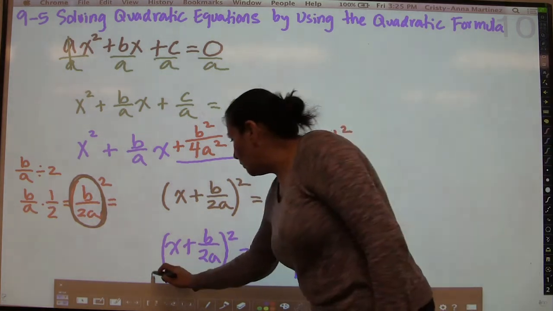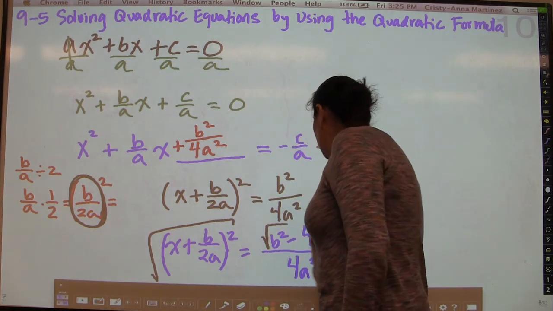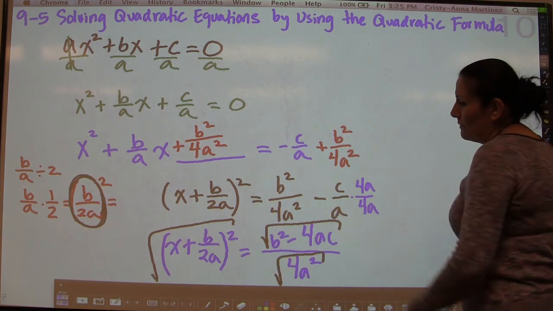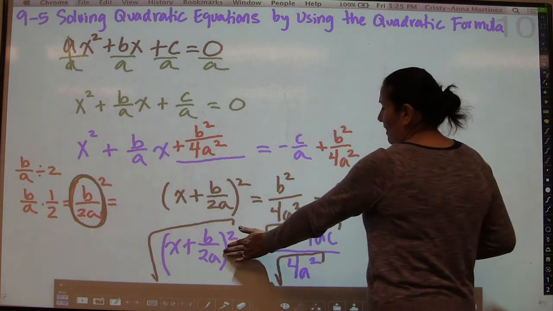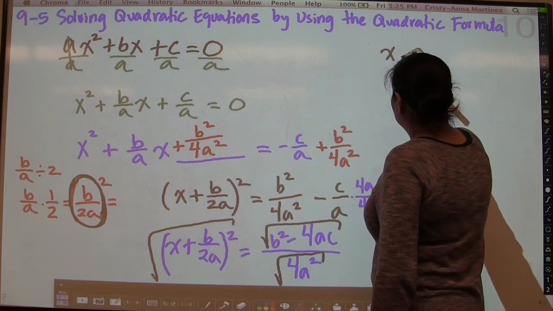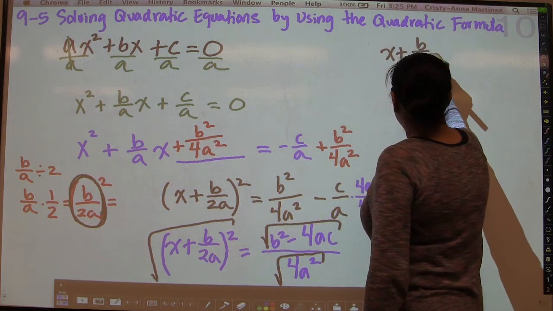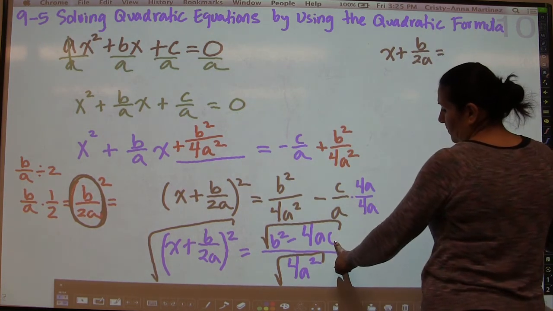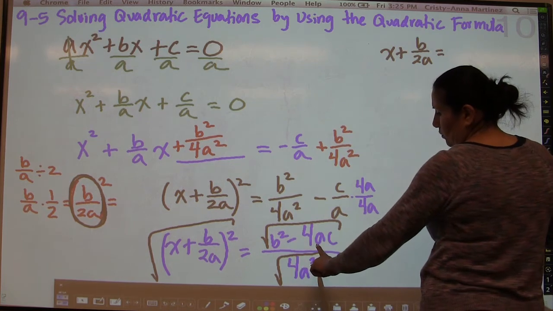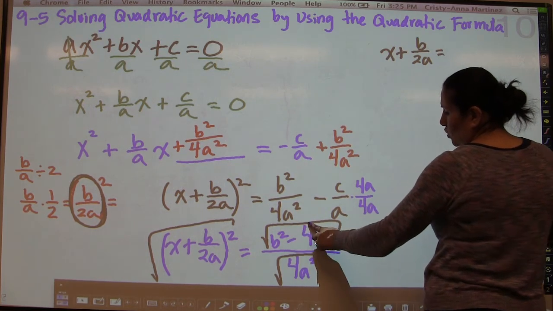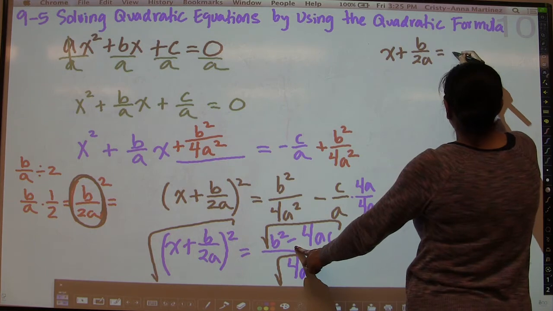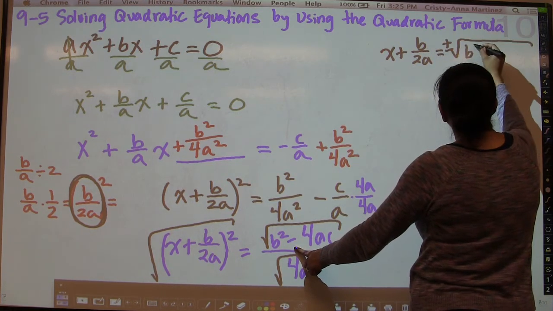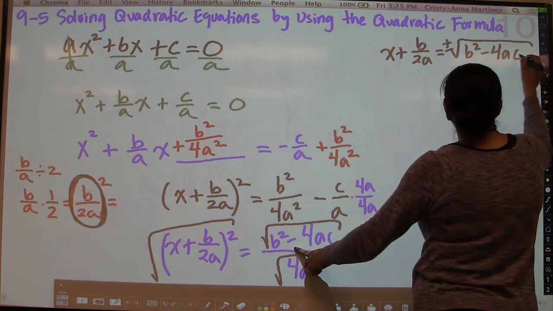So we're going to square root both sides, and when you square root a fraction, you square root the top and the bottom. The square root and the square will cancel on the left-hand side, and leave me with x plus b over 2a. On the right-hand side, the top portion, because of the subtraction, cannot be canceled. You can't cancel this square with the square root because of this minus symbol. So I'm going to have the square root, and it's going to be plus or minus b squared minus 4ac.